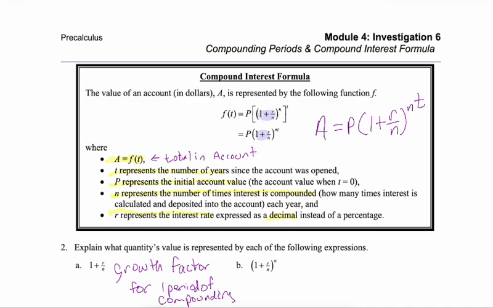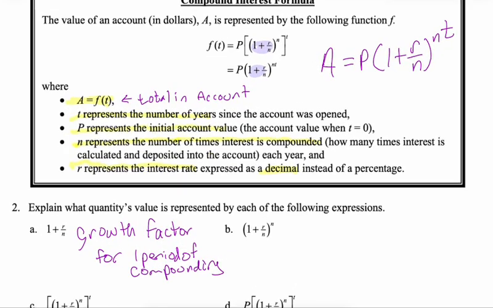So if they talk about monthly, that would be what happens in a month. If they talk about yearly, that's what happens in a year. Because we took that rate, you'll notice, and we divide by the number of compounding periods. Now let's take a look at B.